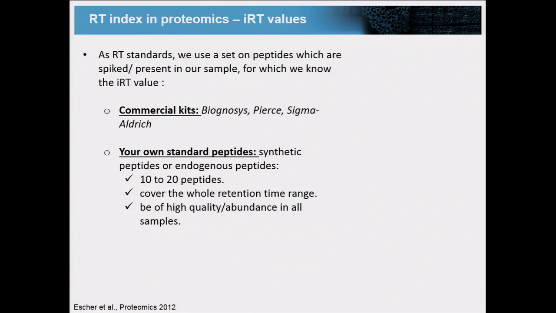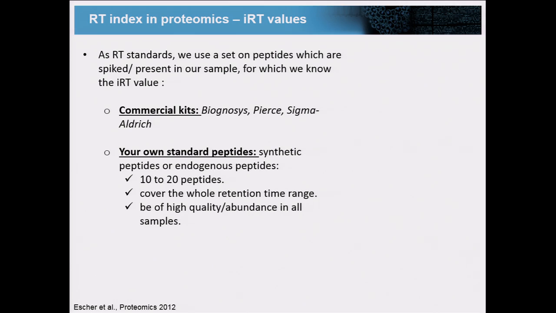If you don't want to buy a commercial kit, you can also develop your own standard peptides. For example, if you have synthetic peptides or endogenous peptides that you can always measure. What is important to mention, and I'll just give you a few rules to always keep in mind: usually it's good to have 10 to 20 peptides, so don't have just one or two, because if one or two change, it's kind of hard to guess. So you need at least two, but the more the merrier, but you also don't need 50 or 60.